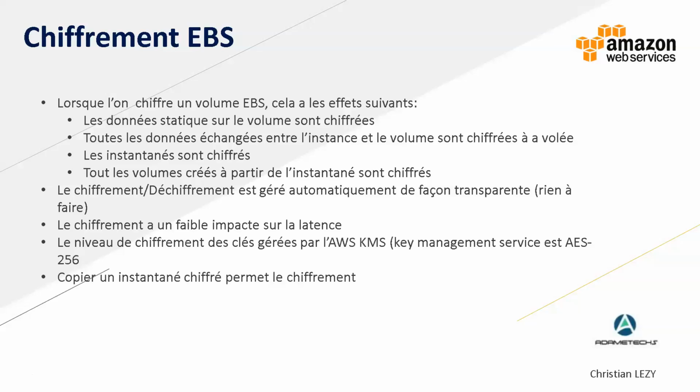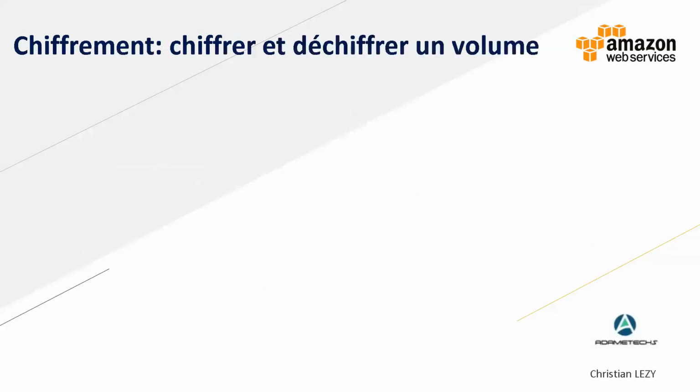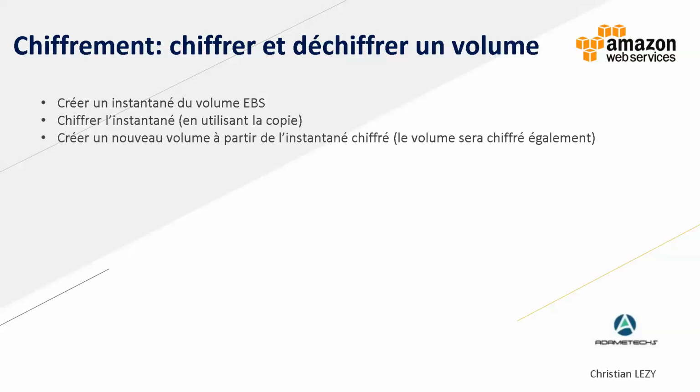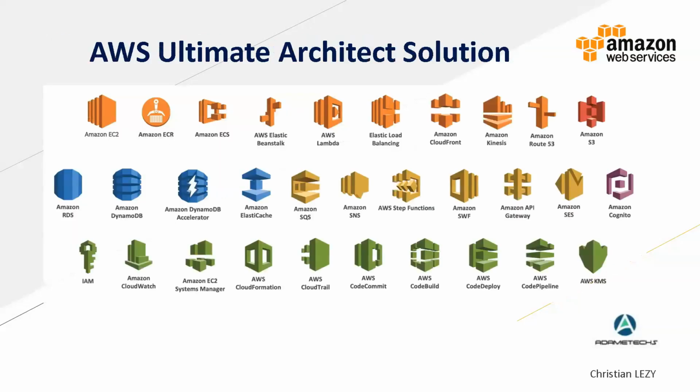Copying an encrypted snapshot enables encryption on the final volume. Snapshots of encrypted volumes are also encrypted. To create an encrypted snapshot of a volume, the method is as follows. We can encrypt the snapshot using the copy. You can create a new volume from the encrypted snapshot, at which point the resulting volume will also be encrypted. It's then possible to attach the new encrypted volumes to the original instance. We will see how it goes in the console.